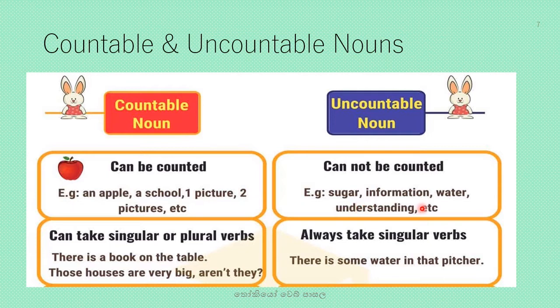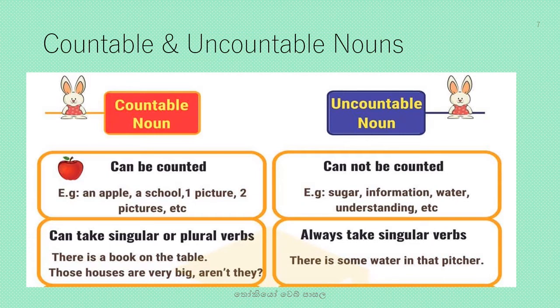Information. The information which we are getting is not countable. Water. We cannot count water. Yes, we can measure the volume of water, but we cannot count it. And understanding. The understanding which we are getting, we cannot count. So all these uncountable nouns generally take singular verbs.